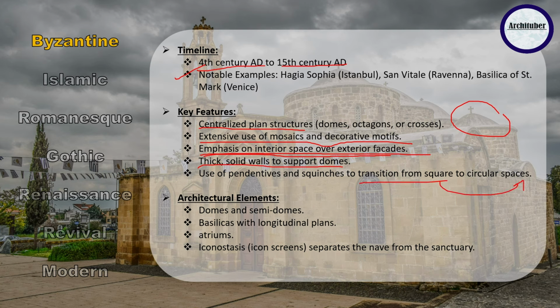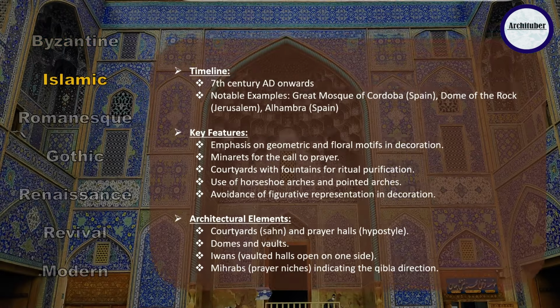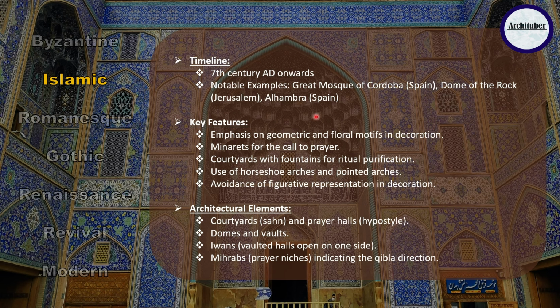Then architectural elements: they had domes and semi-domes, basilicas with longitudinal plans, atrium and iconostasis, which is an icon screen that separates the nave from the sanctuary. Then materials: brick and mortar, marble for columns and decoration, and mosaic tessera for elaborate interior decoration. Techniques that they used: pendentive construction, cross and square plan layout as I mentioned, and fresco and mosaic techniques for interior decoration.